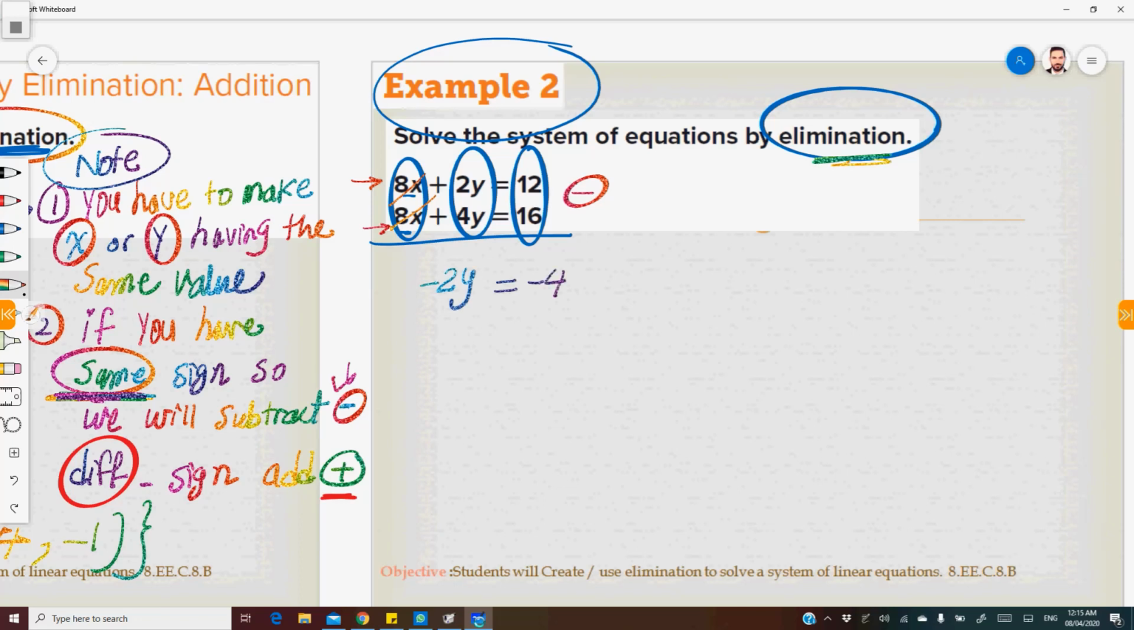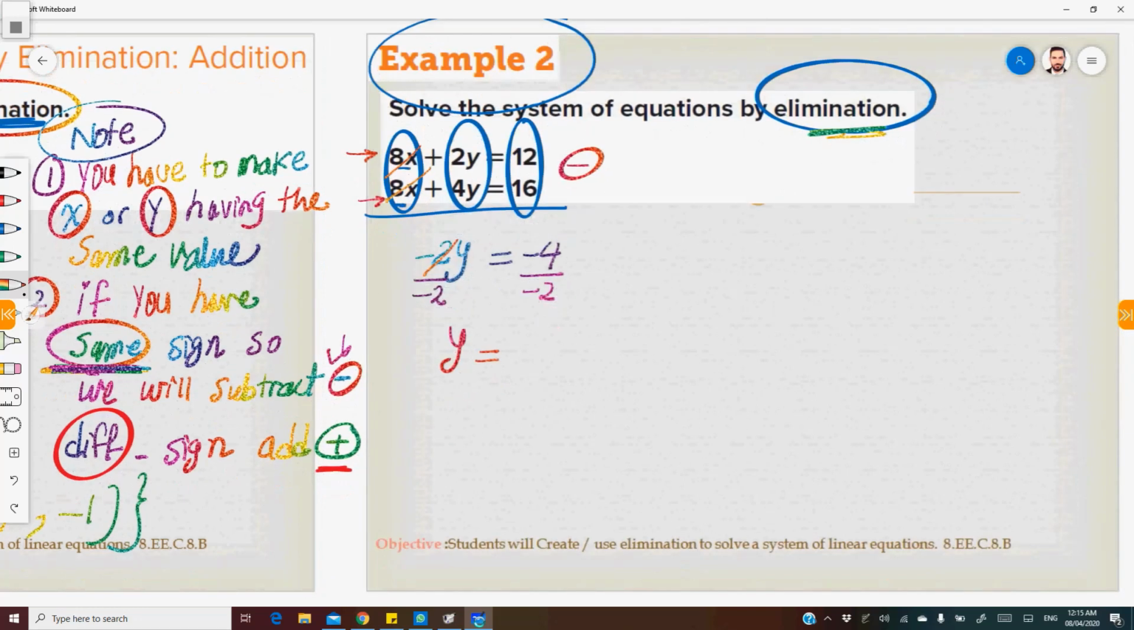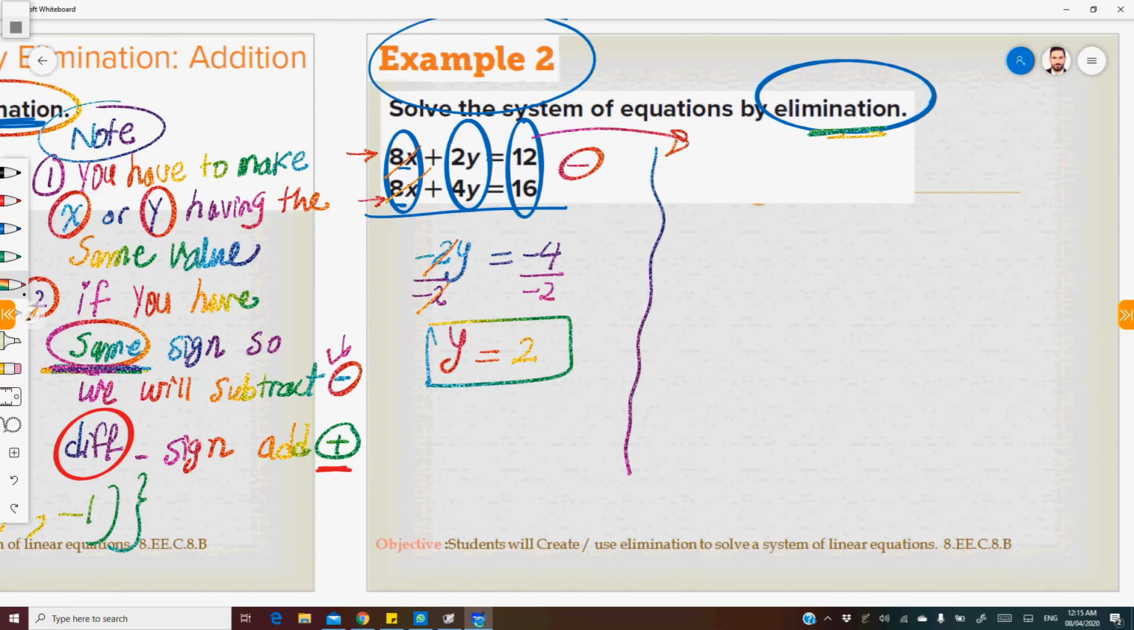Then if I have negative 2y, how can I make it only y? If you want to make it y, you will divide by negative 2, because you want to get y only. Dividing by negative 2 on both sides, here it is cancelled. And here, negative 4 divided by negative 2 is equal to 2. After getting y, you will write any one of the equations.